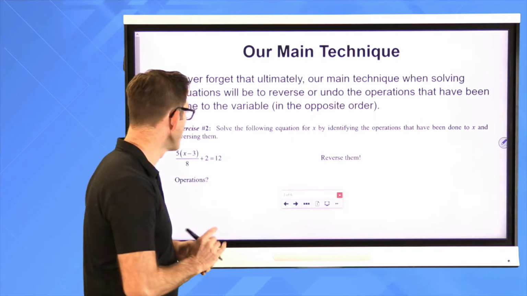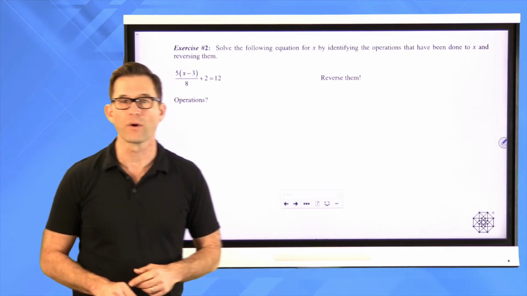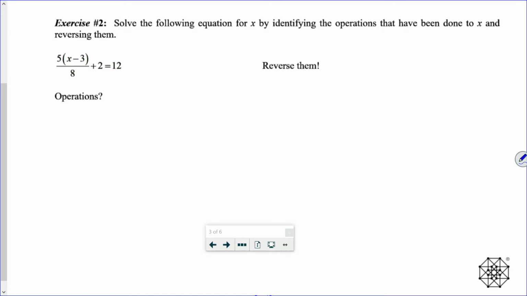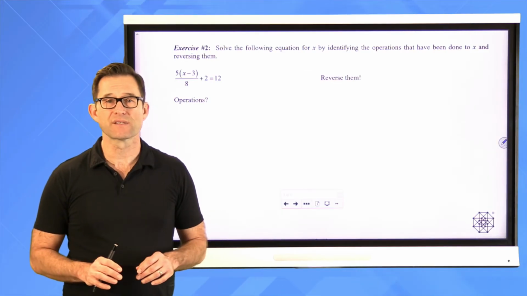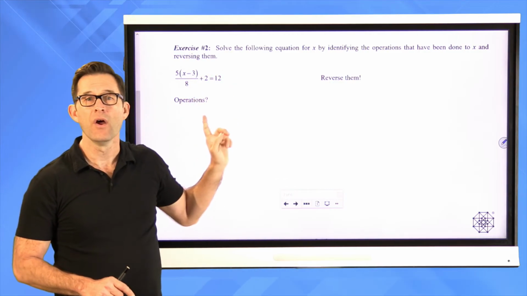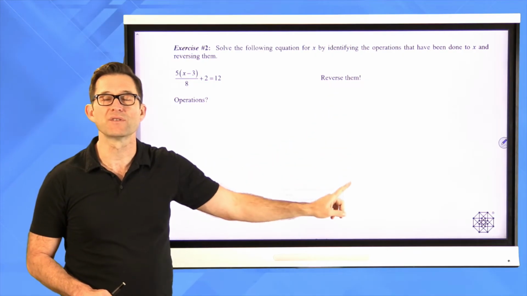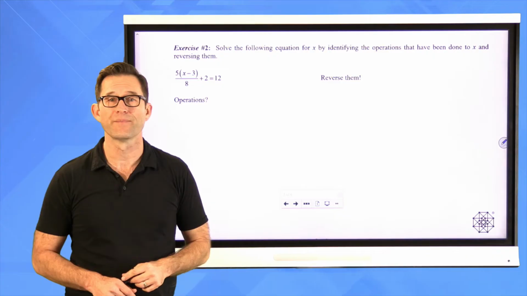So let's go through one of those problems for something that's a little bit more complicated than what we saw before. Let's take a look at exercise number 2. Solve the following equation for x by identifying the operations that have been done to x and reversing them. All right, great. So we did this in the last lesson. What I'd like you to do is take a look at the left-hand expression, write down everything that's been done to x, and then reverse those to solve for x. Pause the video now and take a few minutes to do that.